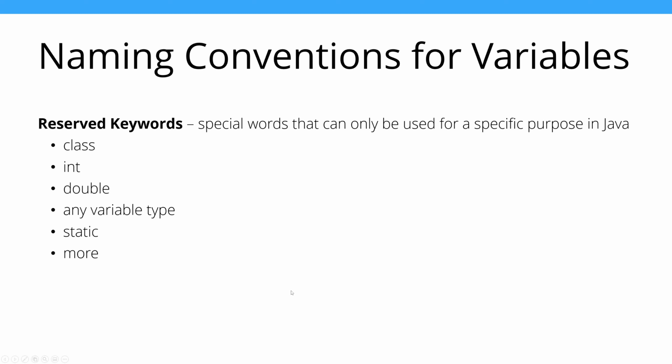We also have some rules that we cannot use reserved keywords. These are special words that can only be used for a specific purpose in Java, such as class. We've encountered the class keyword before, right? Public class in our class name. Also, variable types such as int, double, and any other variable type cannot be used as a variable name. We also have a static keyword. We've kind of seen it, but we haven't talked about it. And there's a lot more, and we'll talk about more as we need to.